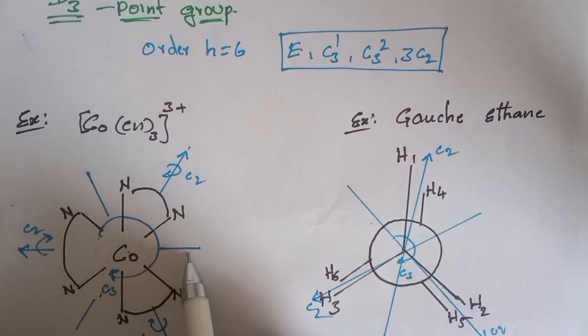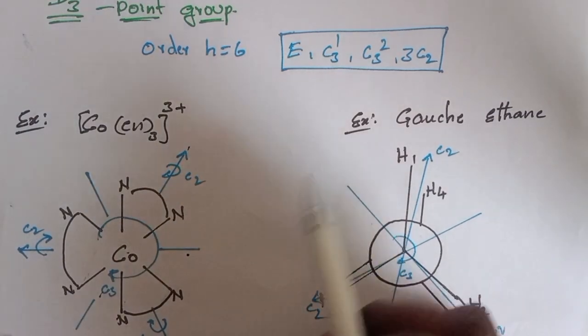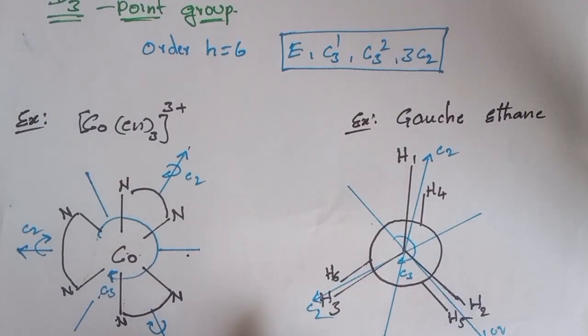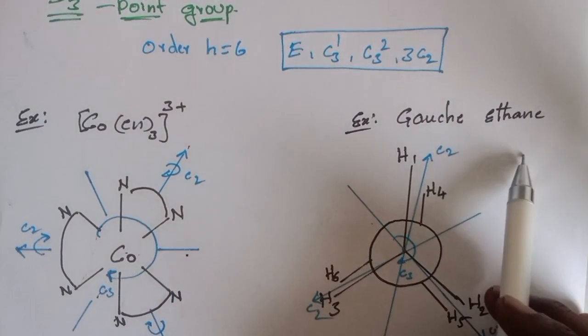And it is non-planar, no sigma, no Sn, no i. Only rotational axes are possible. C3 followed by 3 C2s are possible. And the next example is gauche ethane.